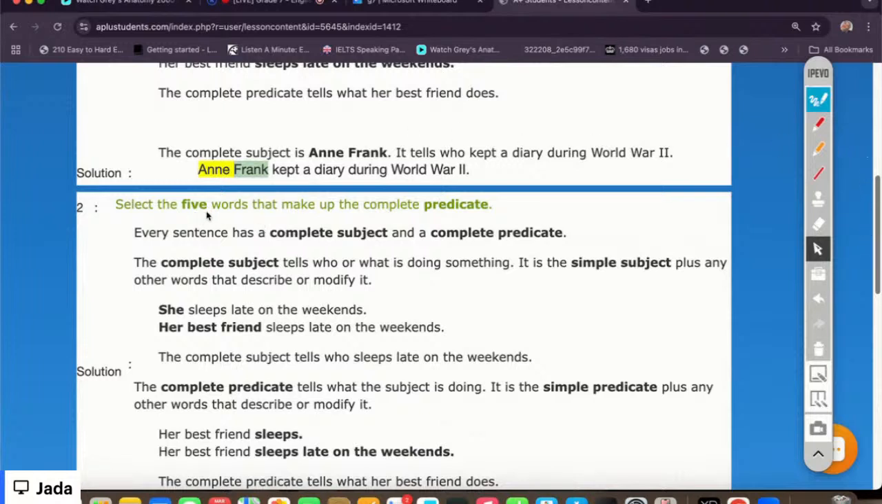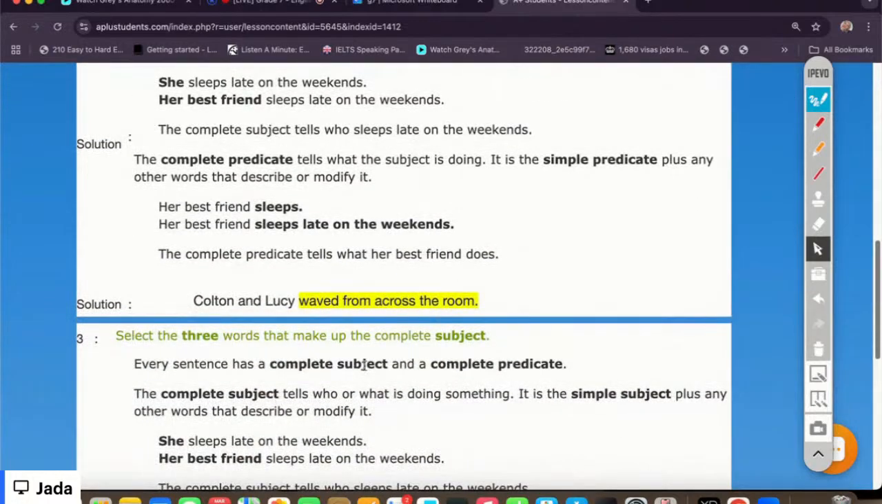So here you have to select five words that make up the complete predicate. Now, Colton and Lucy waved from across the room. So waved from across the room is the complete predicate because it's telling us what Colton and Lucy have done.